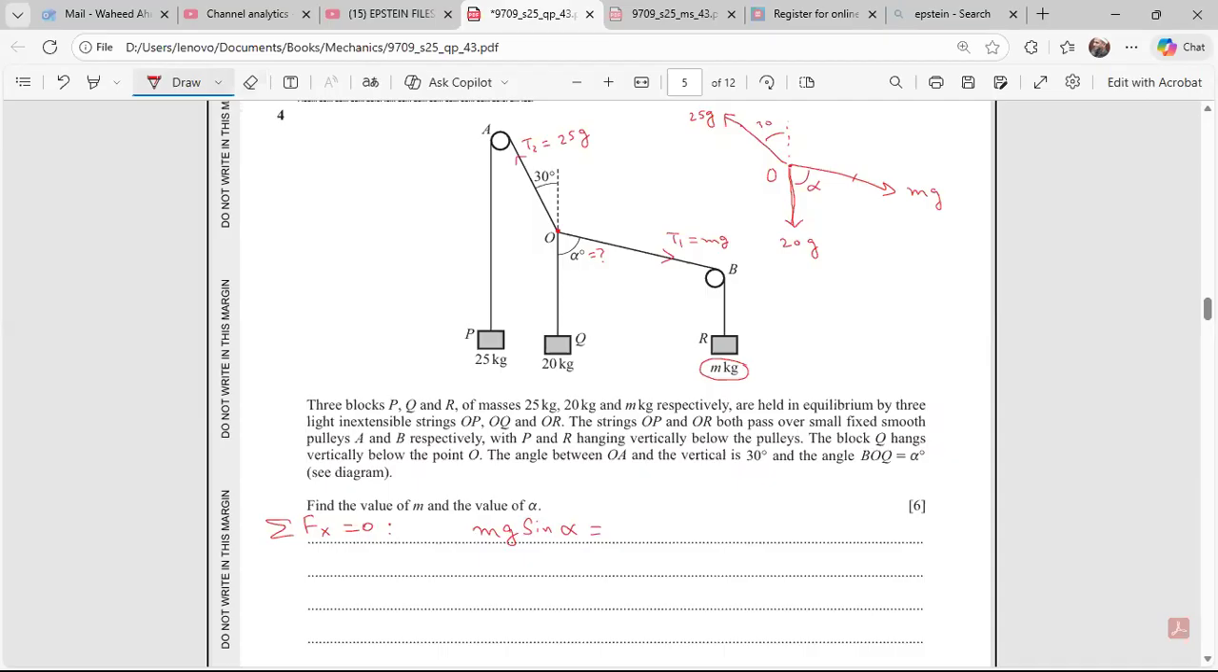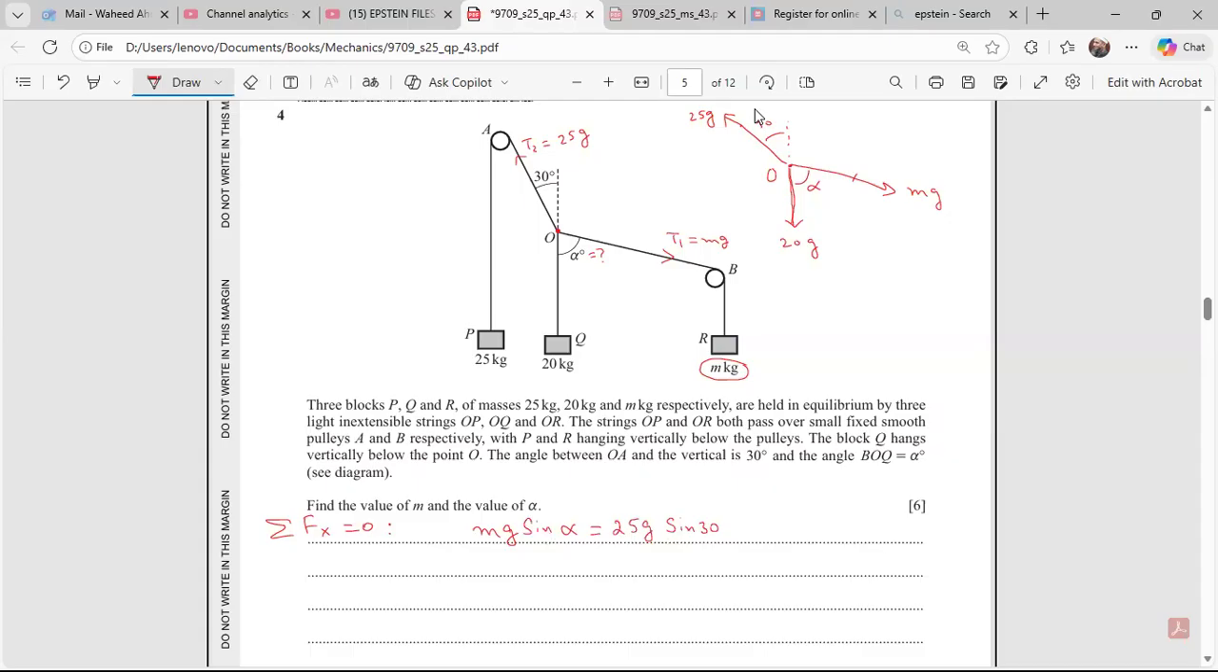Now, what is the x component of this force, this 25g? It is 25g into sine of 30 degree. Is it correct? I hope you are following everything with me. No confusion should be there. So T1 into sine alpha. Yes. Okay, so let's try to simplify this.